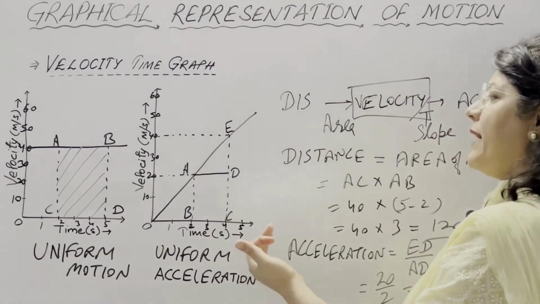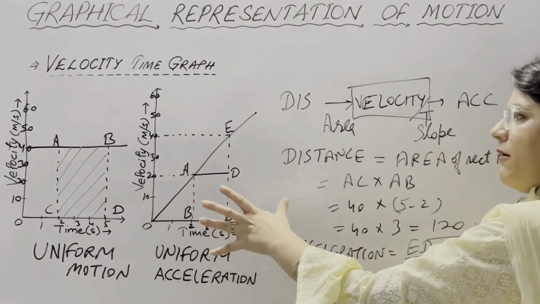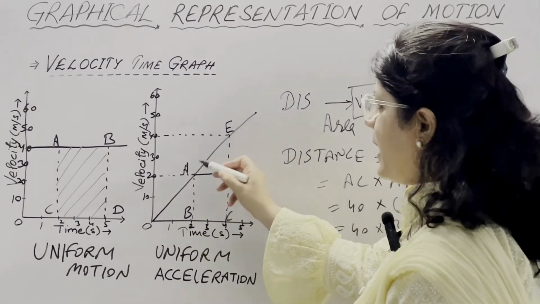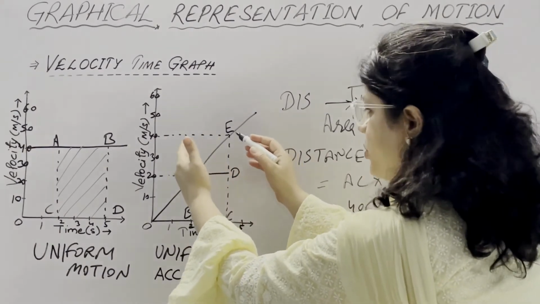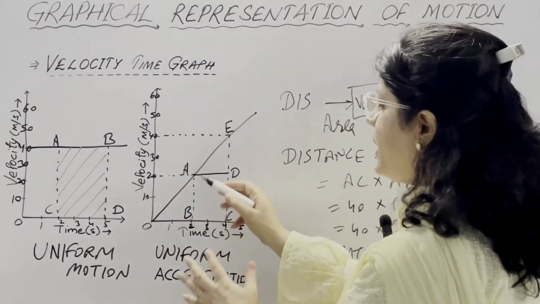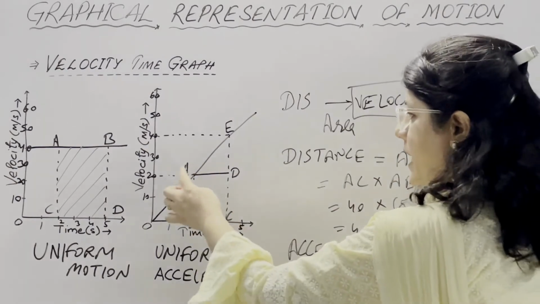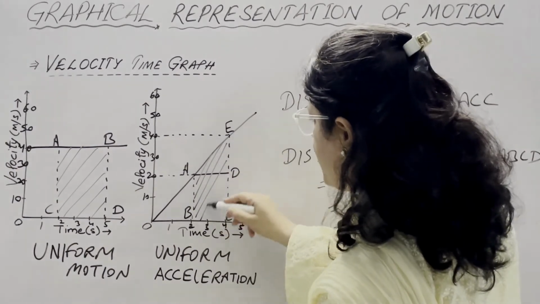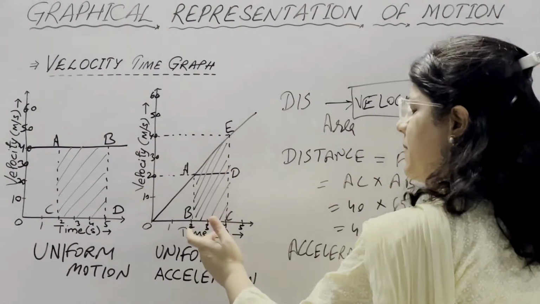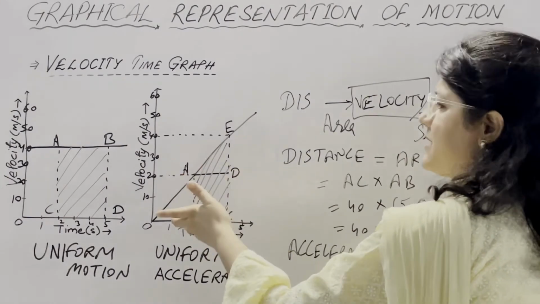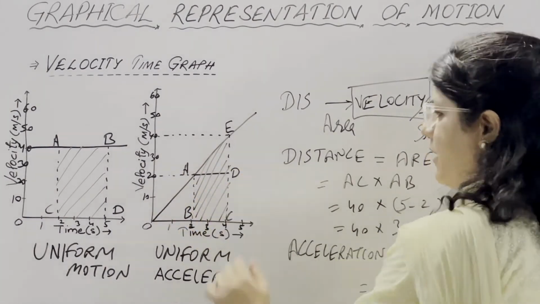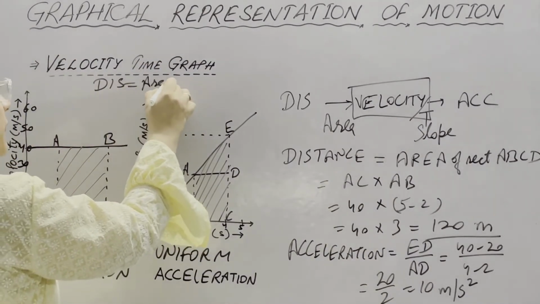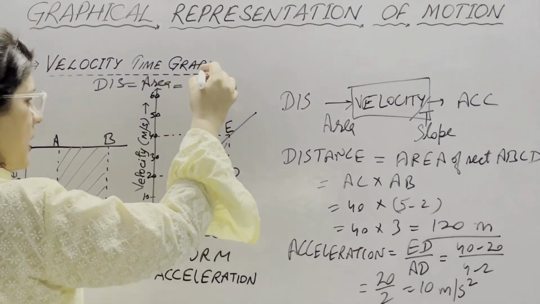If we need to find the distance from the same graph, we can calculate distance by finding the area. The area under this line AE, which is the portion covered with the x-axis. So we need to find the area of this trapezium ABCDE. If we calculate the area of this trapezium ABCDE from the same velocity time graph, we can calculate the distance covered. Distance is equal to the area of trapezium ABCDE.